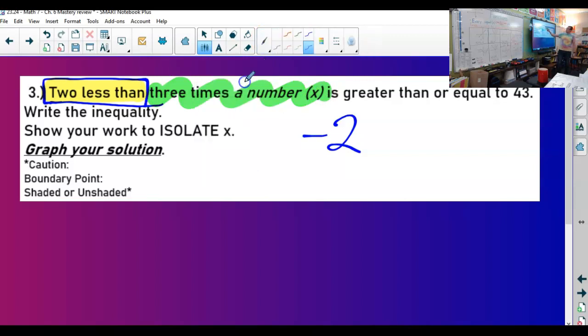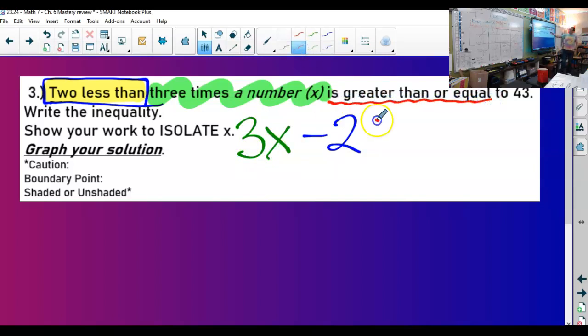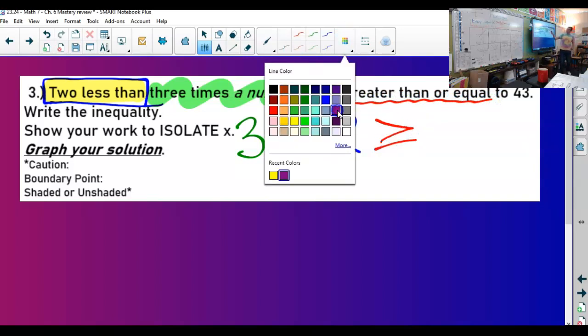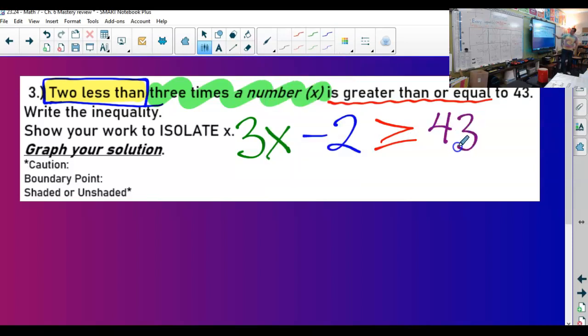3 times a number. And then what's the comparison we get told? Is greater than or equal to what? And a lot of you got this highlighted on your paper because you didn't do that. So even if you wrote this out, you're not done. We've got to get x by itself, and we've got to isolate.